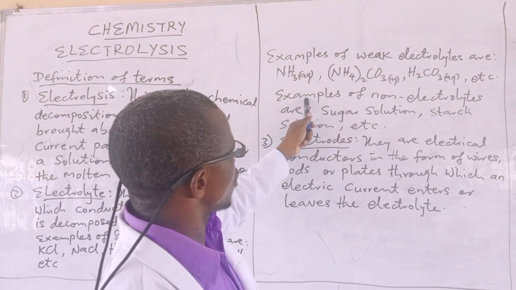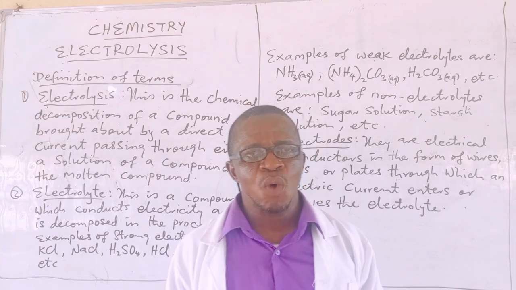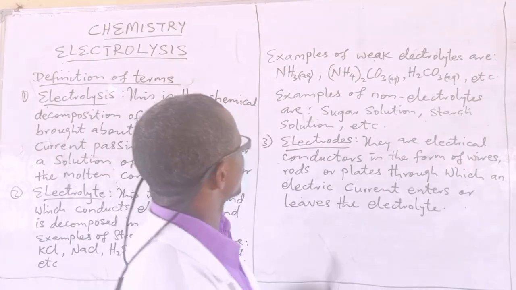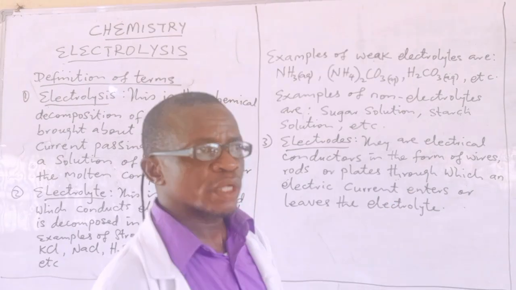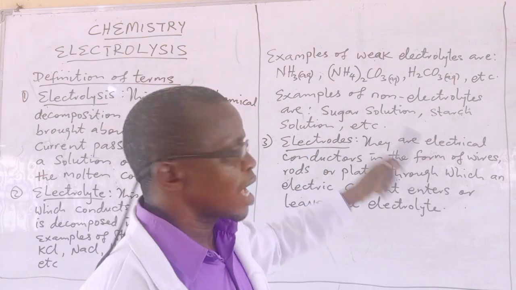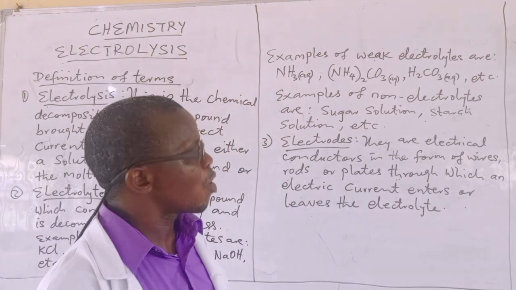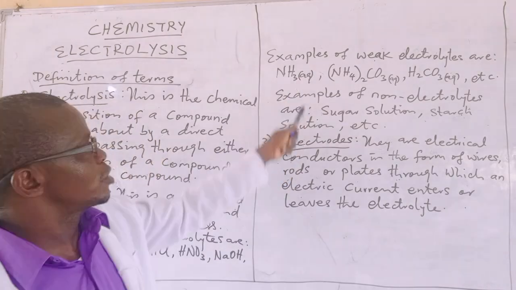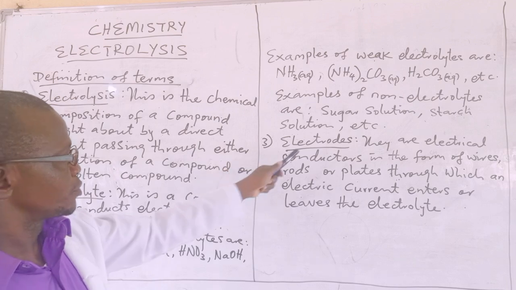Now, some substances might form a solution, but they are not electrolytes at all. They are not strong, they are not weak, they are just non-electrolytes. Examples include sugar solution. If you dissolve sugar in water, it forms a solution, but it cannot conduct electricity. Starch solution, and so on and so forth. These are just a few non-electrolytes. More are there. Remember, strong, weak, and non-electrolytes are under electrolyte. But let's go to number 3.